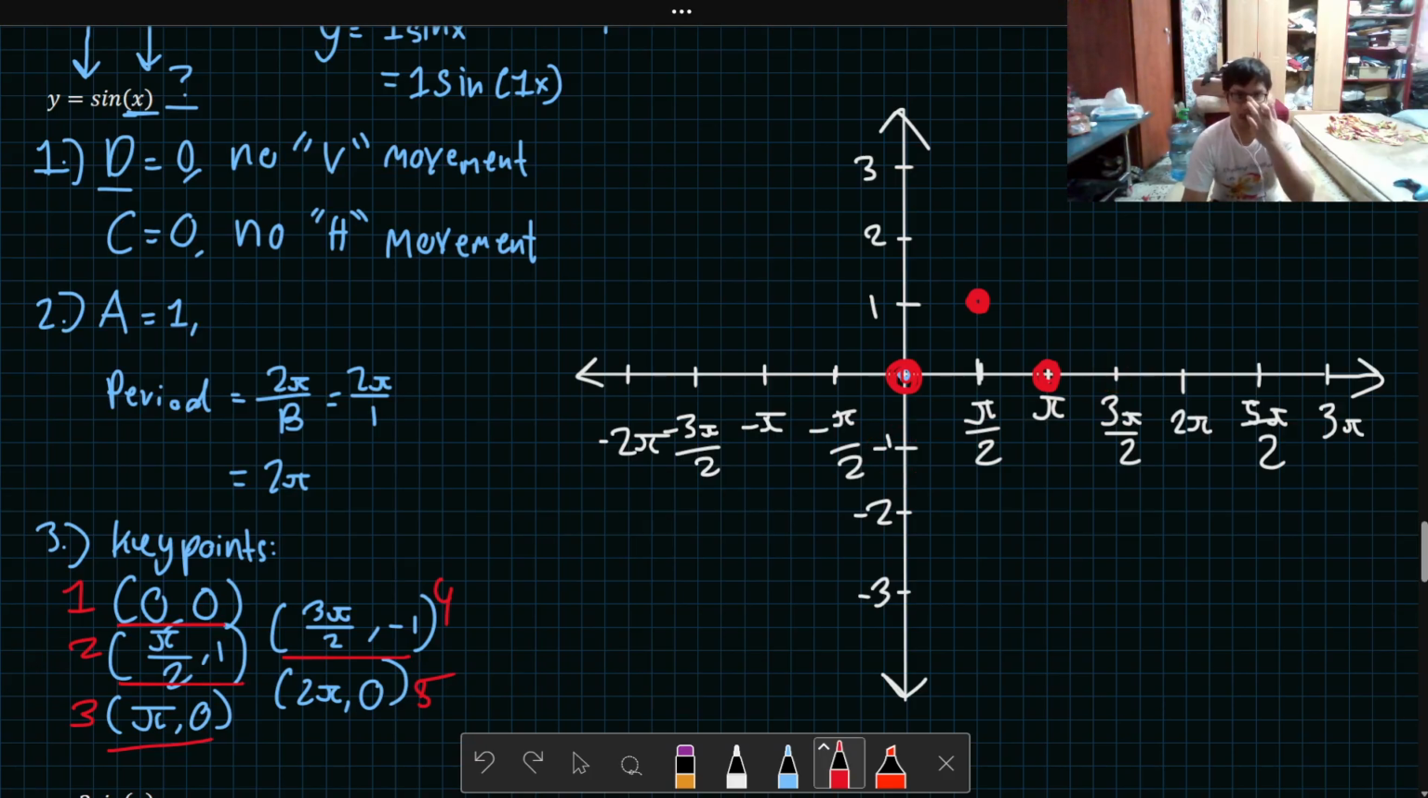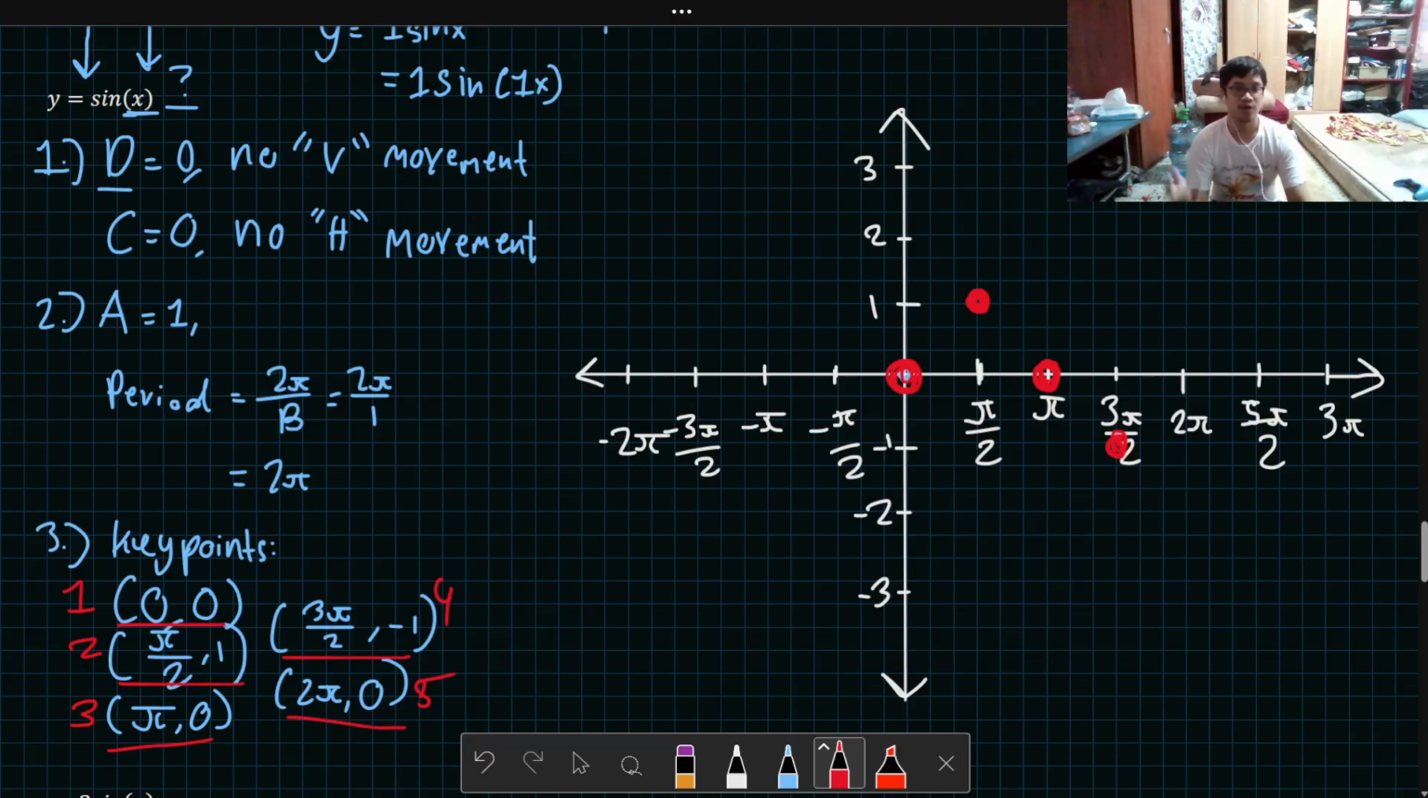So if you're going to plot them, it's located here, here. Okay, it's here. Okay, so it's located here. Okay, so therefore, it's here. That's it. Then lastly, we have the fifth key point, which is 2 pi, 0.